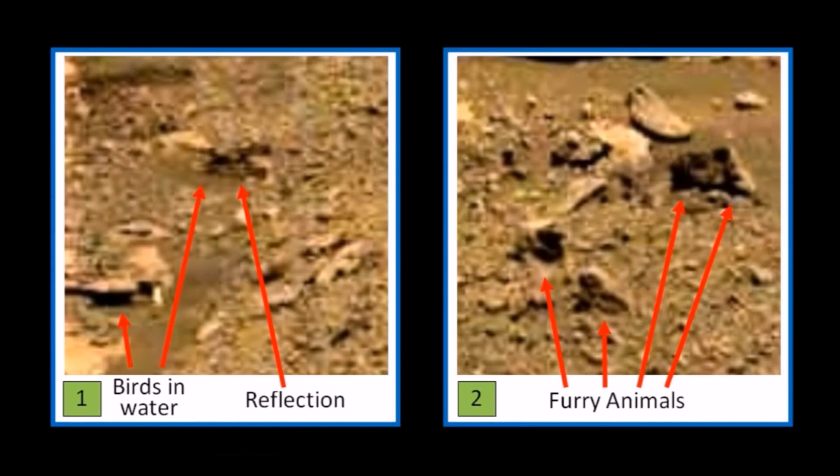Here we are. On the left hand side you can see two birds in water. The first one, the bottom one, seems to be just sat in it, but the top one is obviously standing in the water, and you can definitely see its reflection there. And on the right hand side there's a group of small furry animals, probably little tiny apes, about the size of our hand.